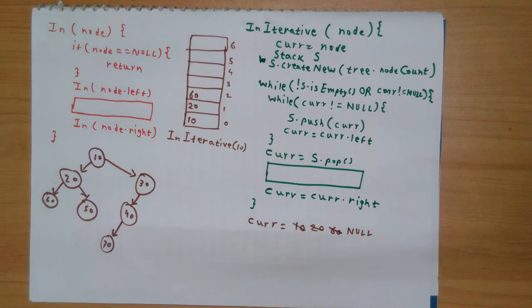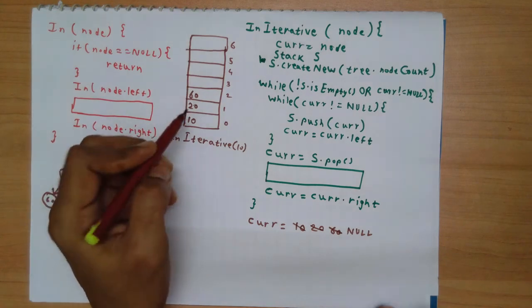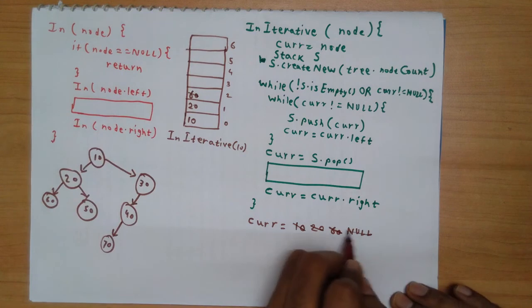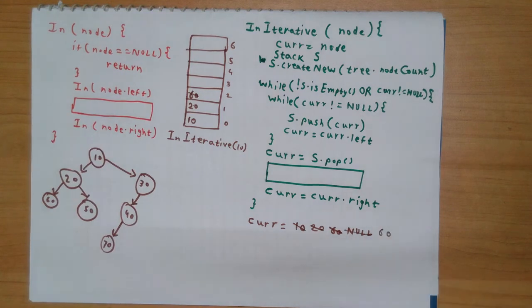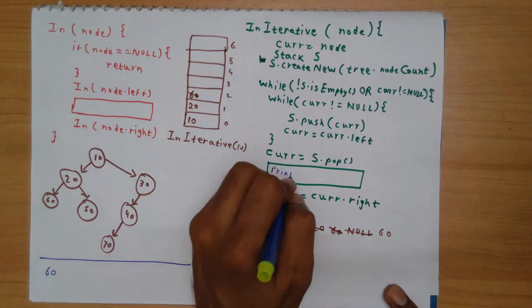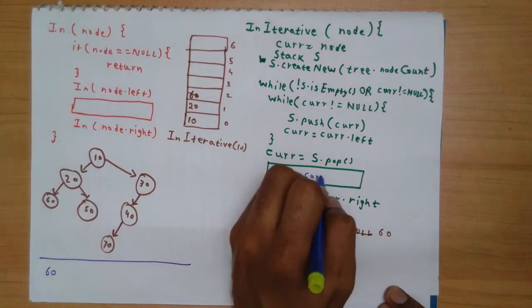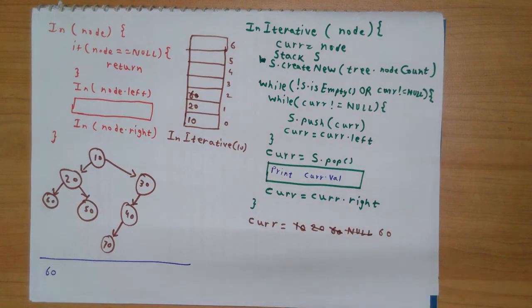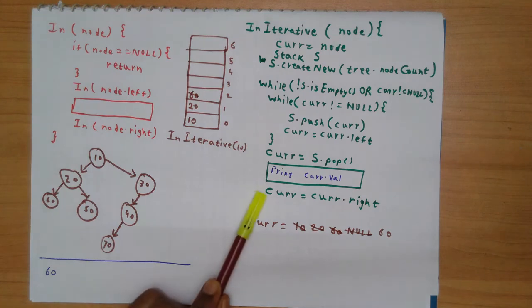So now I will pop a node from my stack into current, so 60 is gone, and now my current becomes not null, but it becomes 60, and then I will print. So let's keep track of our output here. My output is now 60. Okay, so I perform this action. Let's say that our action is just print current dot value. So I printed 60, and now I'll be just happy to move to the right branch of 60.